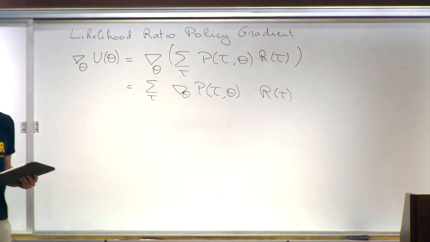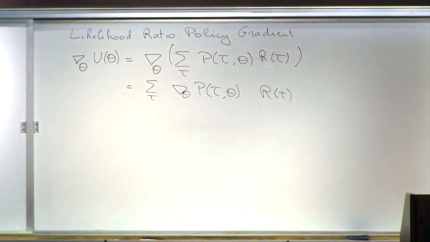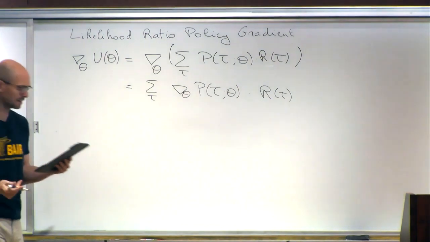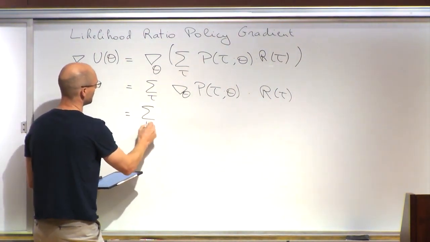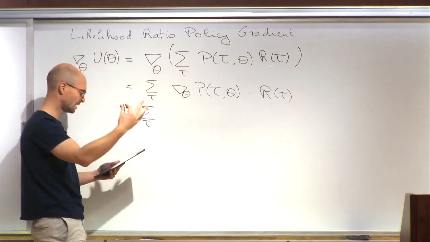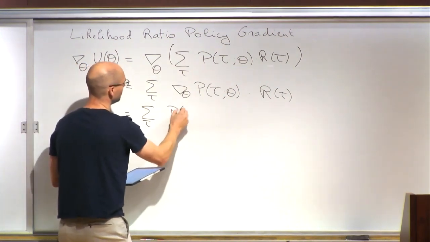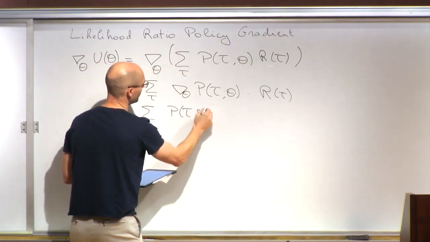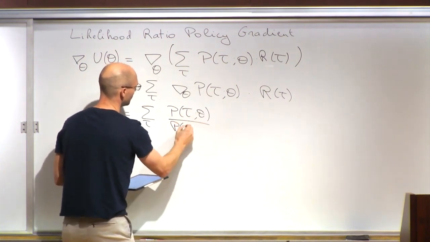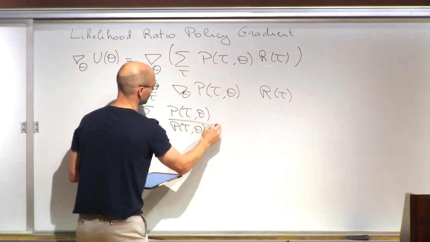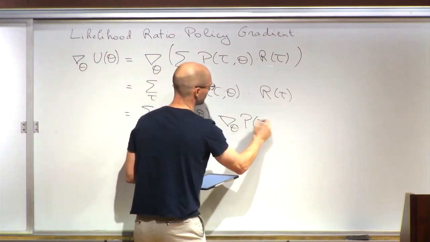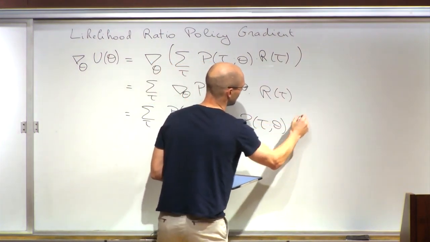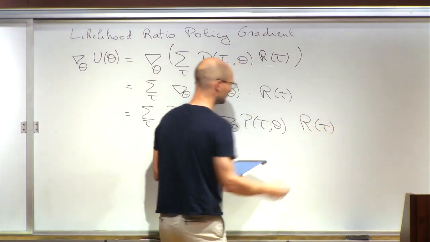Now we'll play a special trick, which only in hindsight might be meaningful, but you'll see that it works out well for us. We'll multiply and divide by the same entity, p of tau given theta, times grad theta of p of tau given theta, times r of tau.